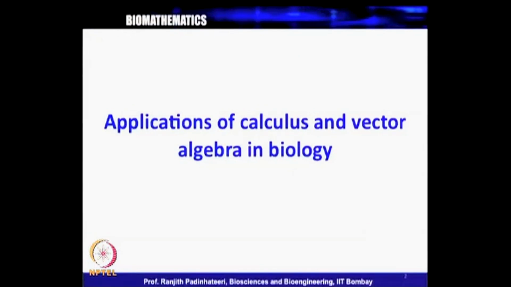As we go along, we will be learning a few new things, but overall it is generally an application of whatever we learned so far. Now, last time we discussed various things related to vectors and various things related to calculus, and in this lecture we will be discussing something about diffusion. Diffusion is a process that is very common in biology.